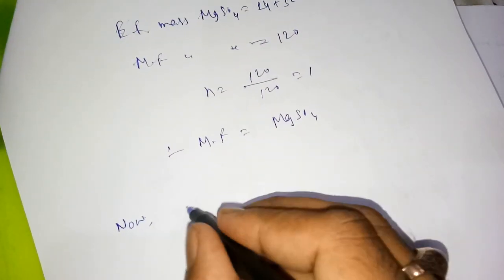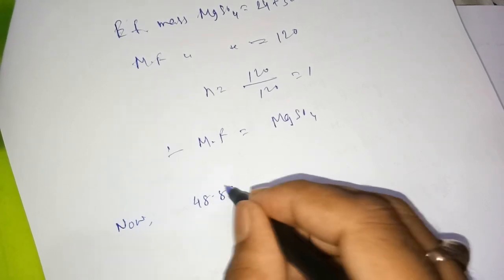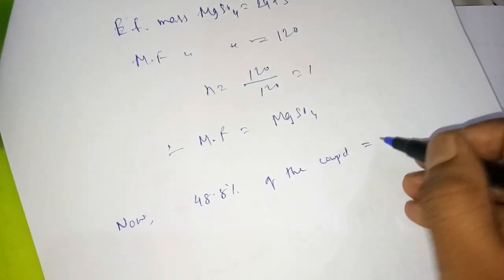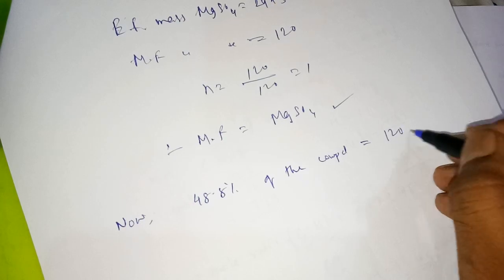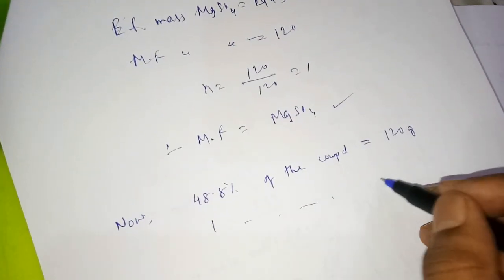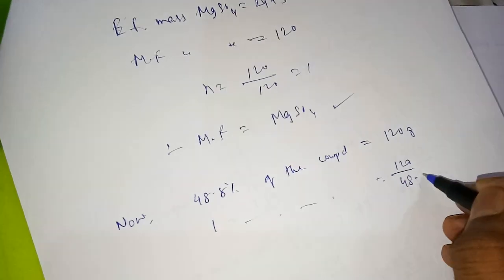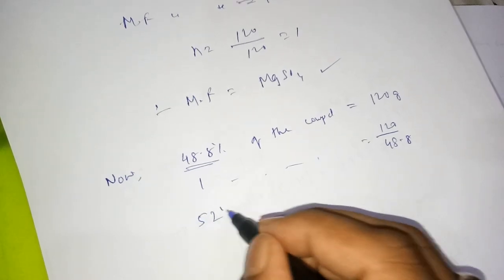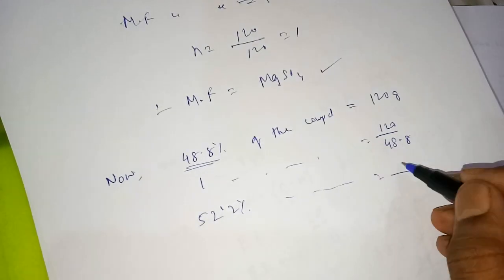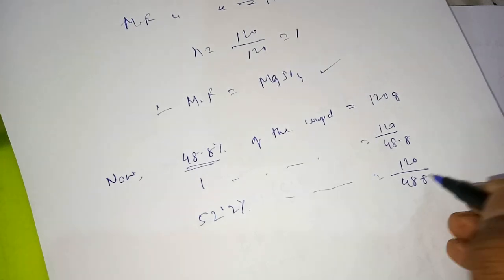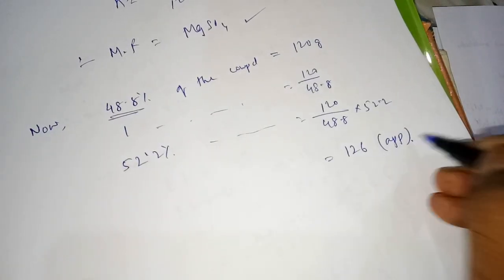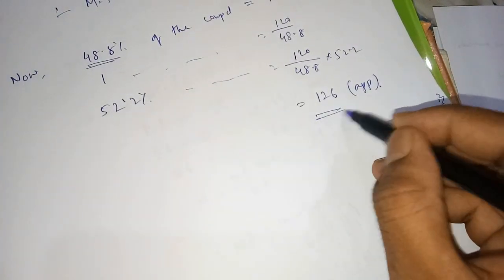Now 48.8% of the compound is equal to 120 gram. 1% of the compound is 120 by 48.8. So the water percentage is the rest, 52.2% of the compound, which is equal to 120 divided by 48.8 into 52.2. So that is 126 approximately. So this much is water.